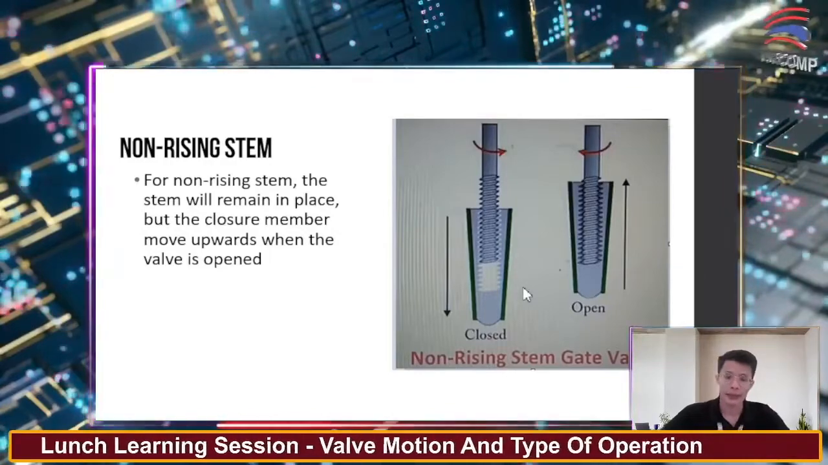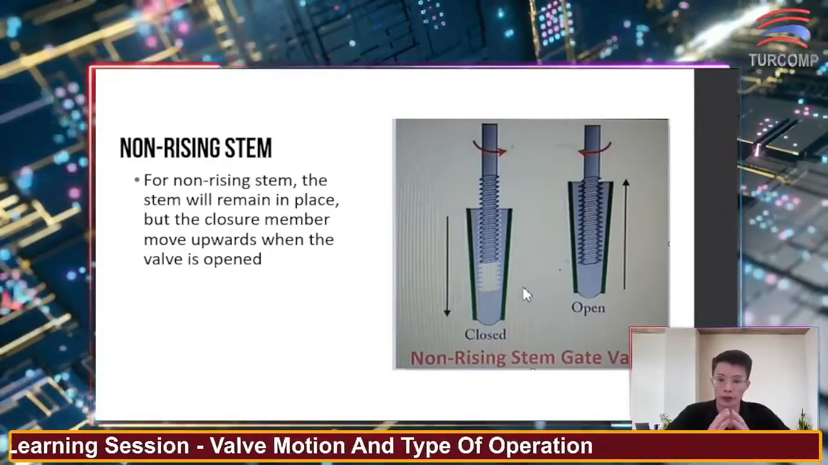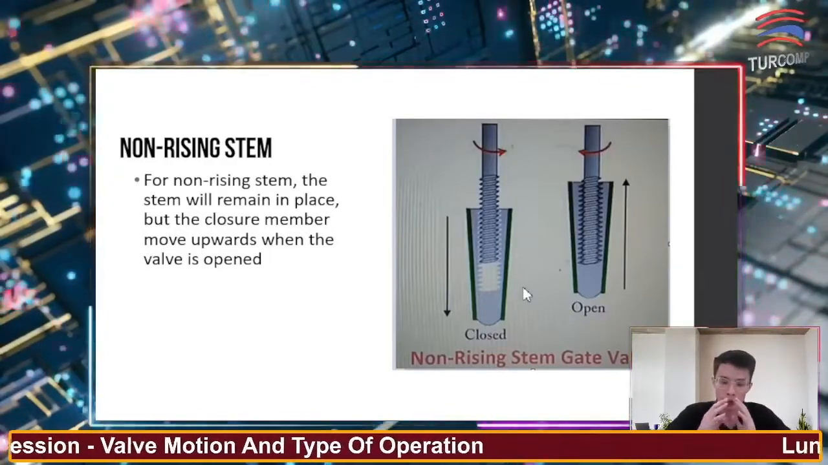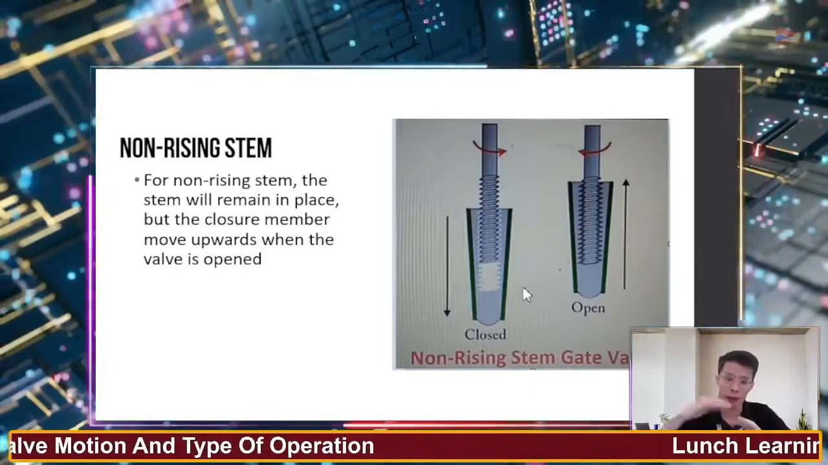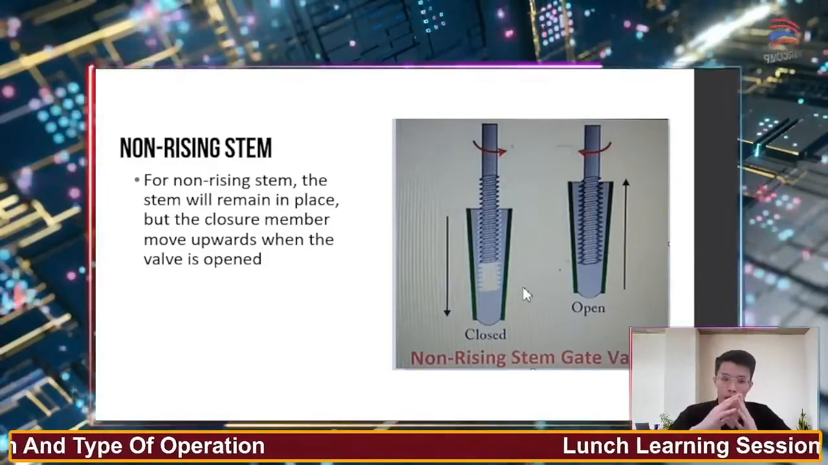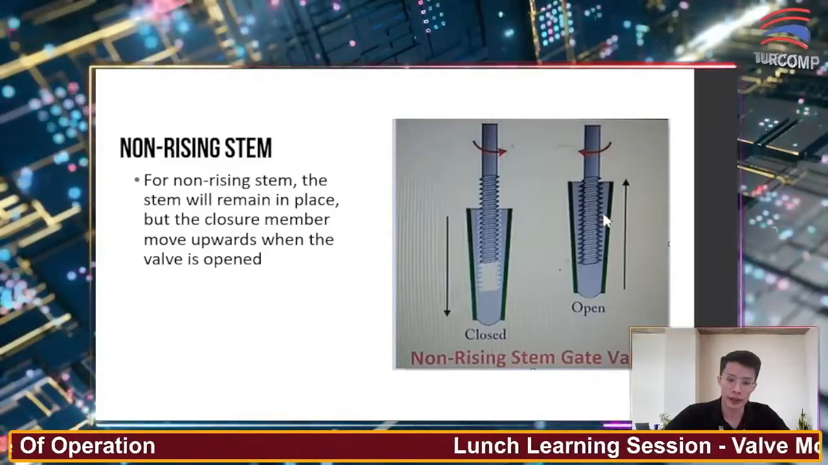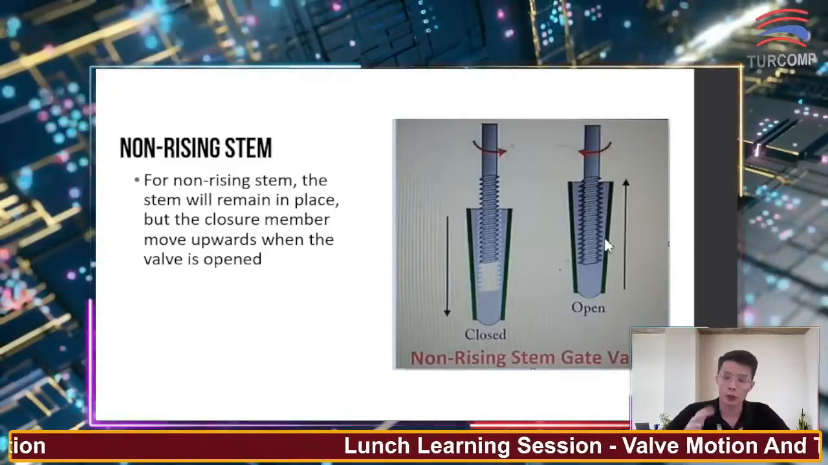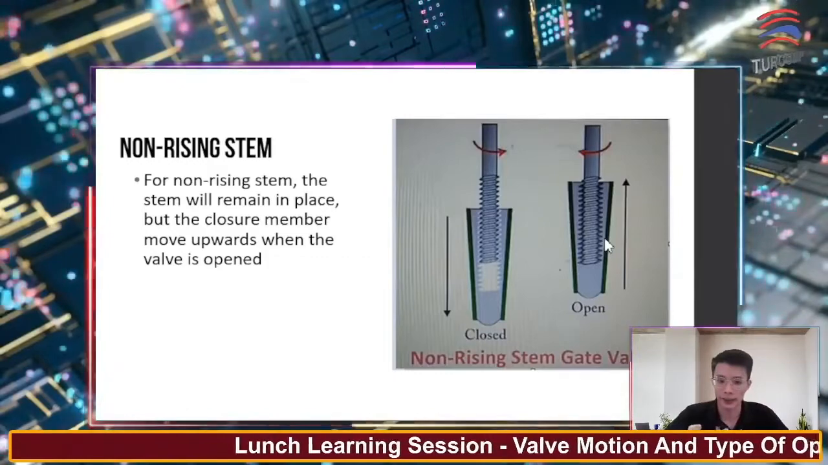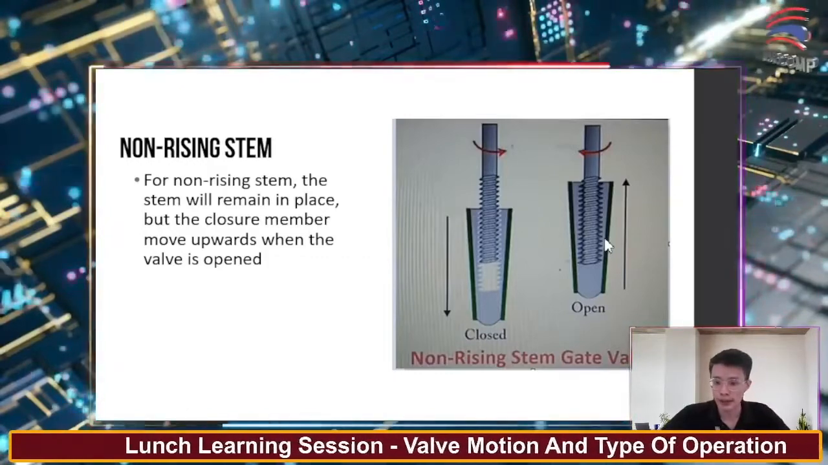For rising stem design, it is normally recommended for the clamp packing type. Because for the packing side, normally we use the clamp packing, and let's say if the stem keeps moving up and down, it will normally cause wear and tear on the clamp packing. For this one, we will discuss that later.